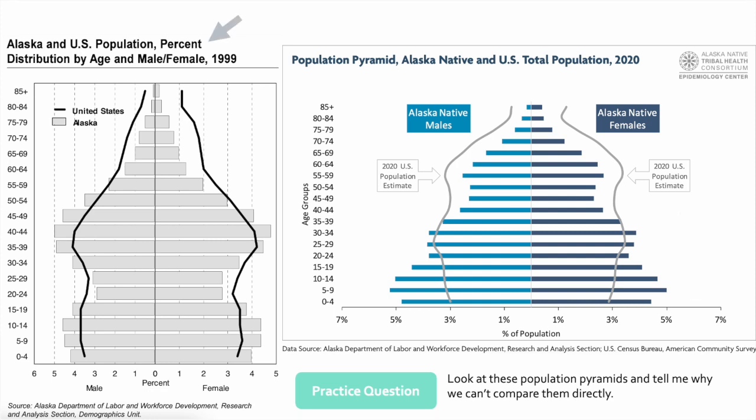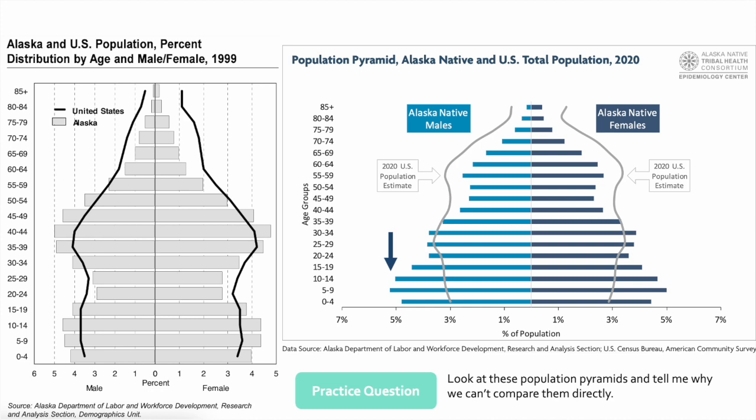So on the left, this is comparing Alaska and the US population. And on the right, this is the Alaska Native population and the US population. So this is kind of a trick that it's only the Alaska Native population, not the entire population of the state of Alaska. We can see in 2020, the largest group for Alaska Native people was 5 to 9-year-olds, followed by 10 to 14-year-olds.